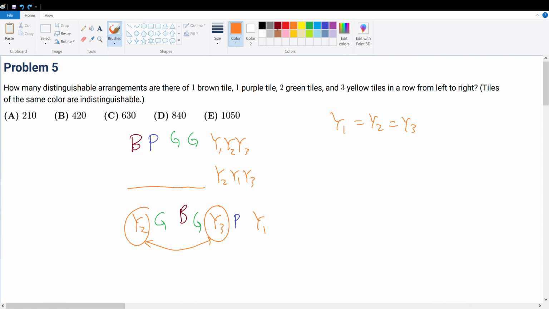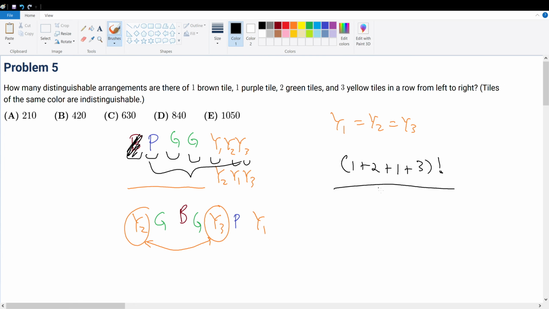So what can we derive here? First of all, there are a total of 1 plus 2 plus 1 plus 3 tiles to order. The first one has 7 positions it can occupy, but after I take one position, the remaining would have 6 ways to choose. So it's (1 plus 2 plus 1 plus 3) factorial, because that's the number of positions available for them to occupy. Now we divide this by 1 factorial, 2 factorial, and 3 factorial.